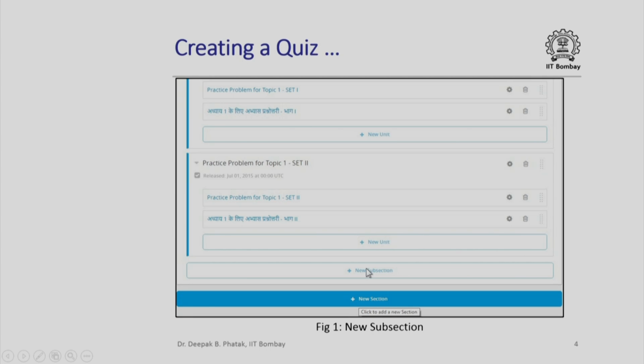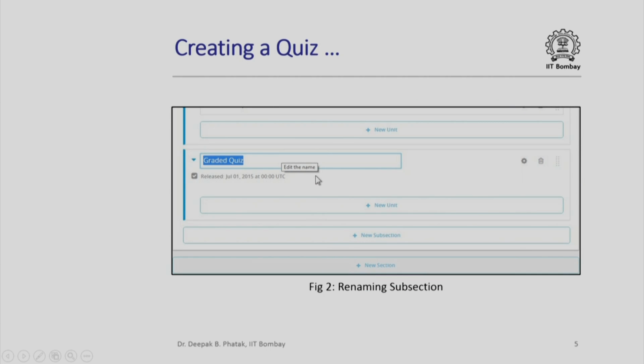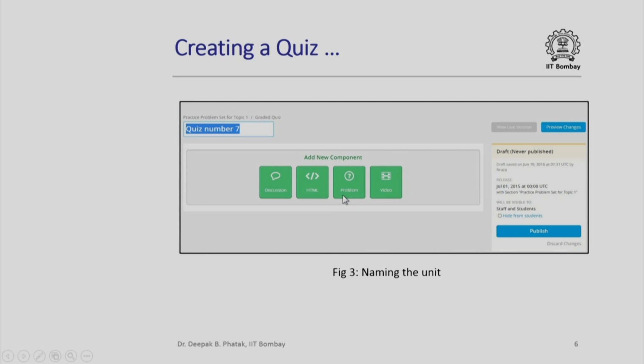So, I will click on this new subsection and I will get this kind of screen. In this subsection, let us say I say graded quiz. Now, I will type this, I can edit the name. Under this there will be a new unit which could be actually the quiz unit. So, I will go here, and when I click after renaming the subsection that I wish, I will be able to create a quiz. When I say create a quiz, I get a screen which will show me, let us say, quiz number 7, this is what I have edited as the name of the quiz, and I will get a sequence of options here.